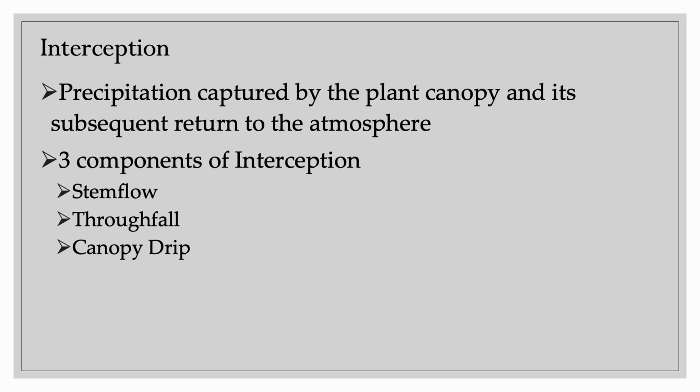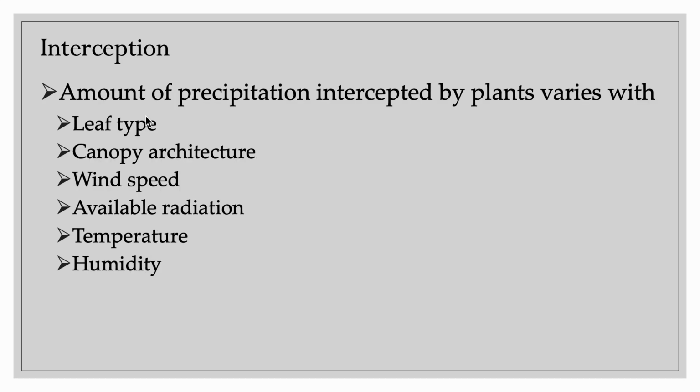All right, so within interception, there are 3 components. We have stem flow, throughfall, and canopy drip. So the 3 components of interception are going to be stem flow, throughfall, and canopy drip. Each one of these really impacts the movement of water into the soil profile, and we'll see this in a moment.